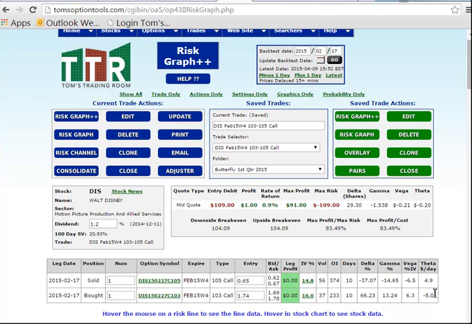Hi, this is Christina Dubois-Nugent coming to you with a discussion of how to move over from classic view to modern view using Tom's trading room risk graphs.